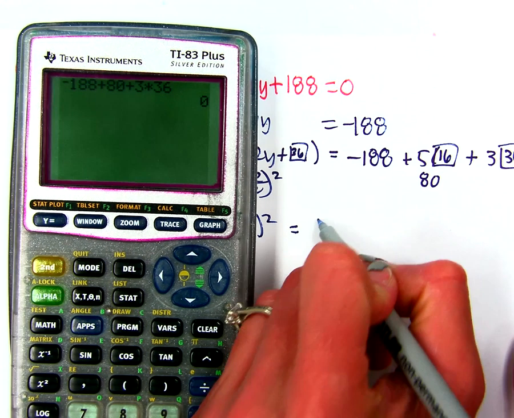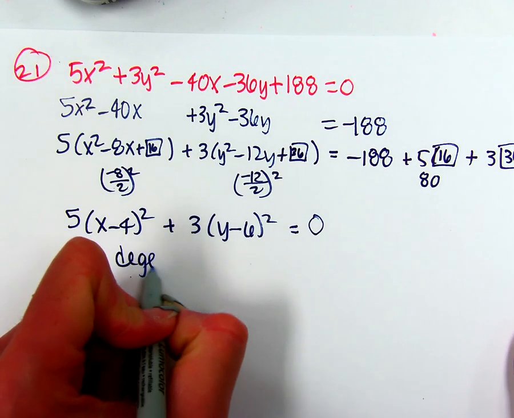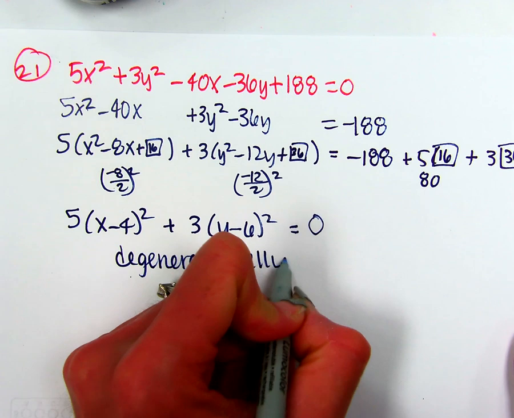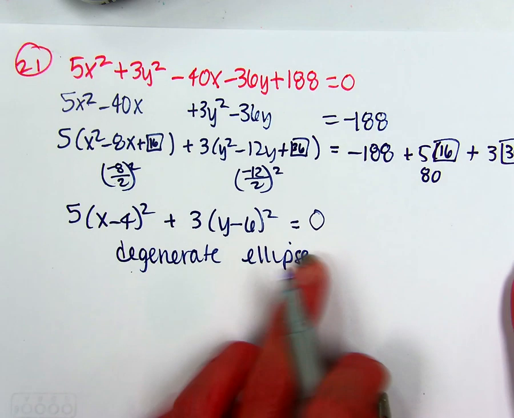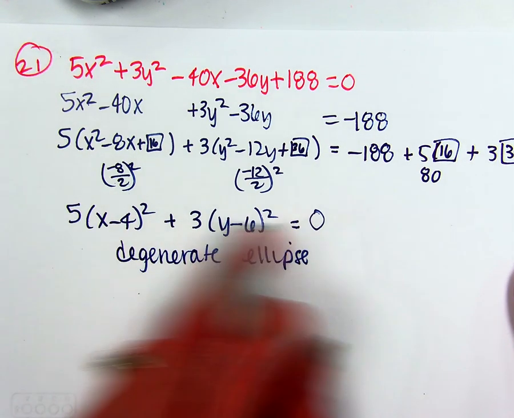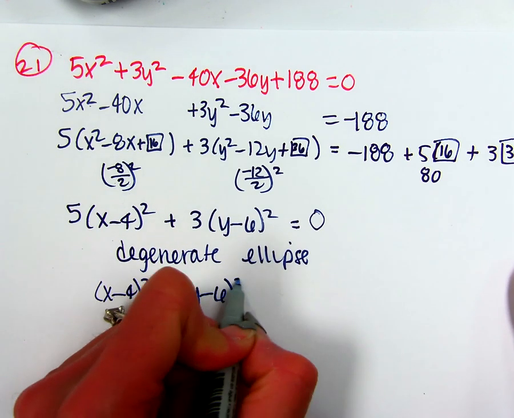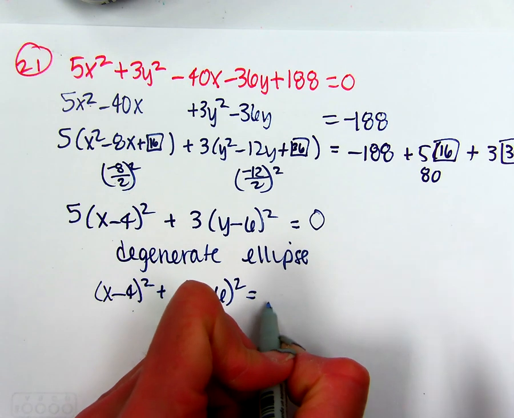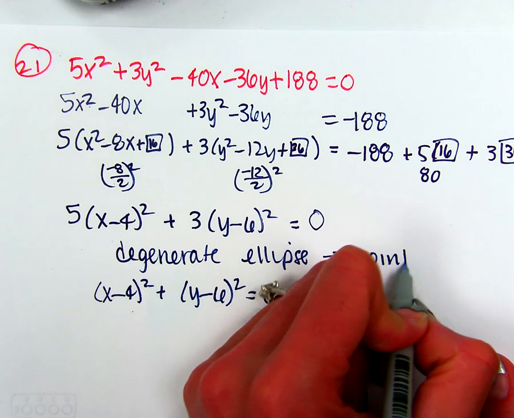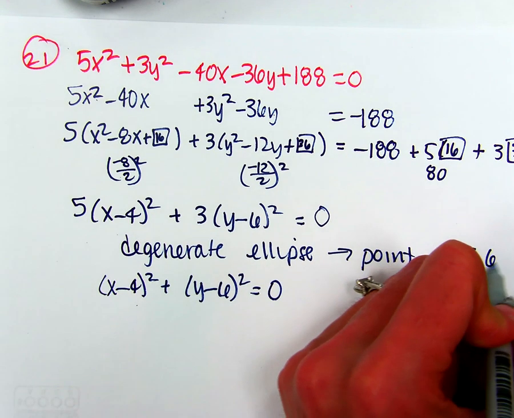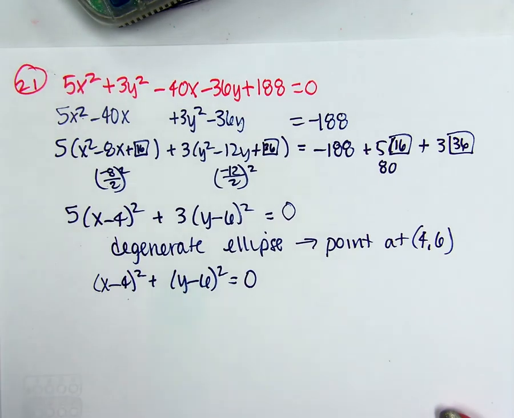So I get 0, which is interesting. So this is actually called a degenerate ellipse. It's almost an ellipse, but it doesn't quite work out because that needs to be some kind of non-zero number. So even if I divide by 5 and 3, I'm going to get x minus 4 squared plus y minus 6 squared, divided by 5 and then 3 again. And that would give me 0. All right, so all this is a point at 4 comma 6. So it's like an infinitely tiny ellipse, I guess. But it doesn't really count as an ellipse.